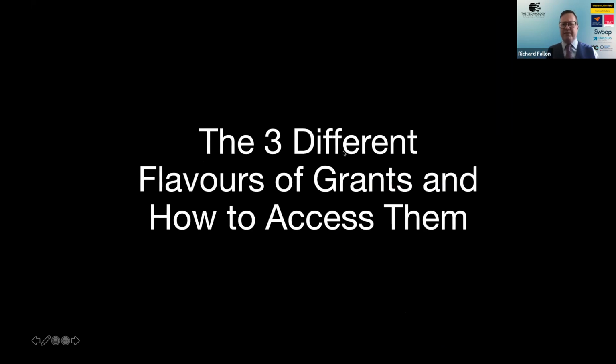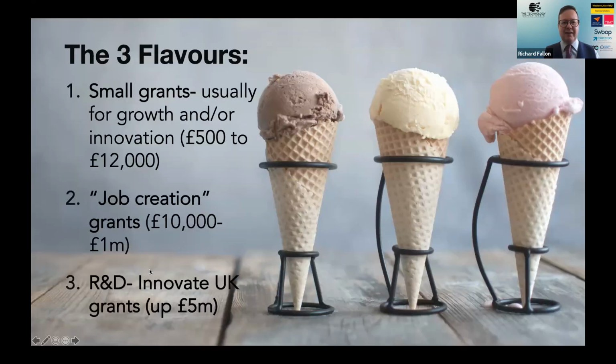So what are the three different flavors of grants? What are the three different flavors you get out there? Well, there are three kinds. I always like to use this analogy. There are small grants. That's our first flavor. And they're usually for growth. They usually vary from about £500 up to about £12,000. So they can go up to a substantial amount, but they're usually for doing something, growth and innovation. Now, I do need to mention this here, because this is another confusing thing about grants, is the word innovation. So innovation here in this small grants means doing something new in your business.